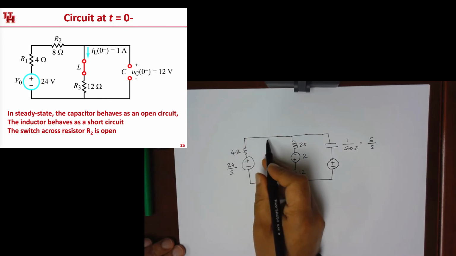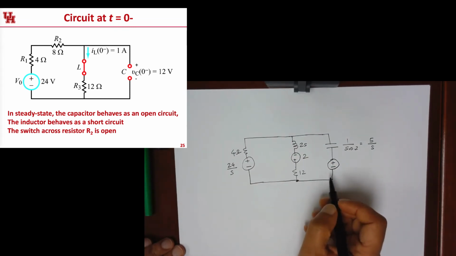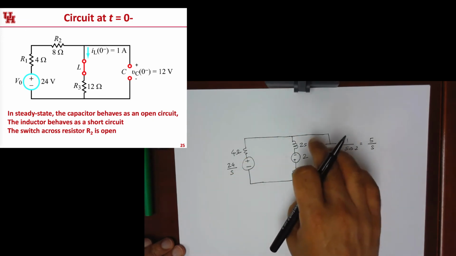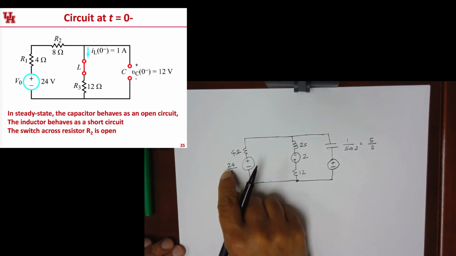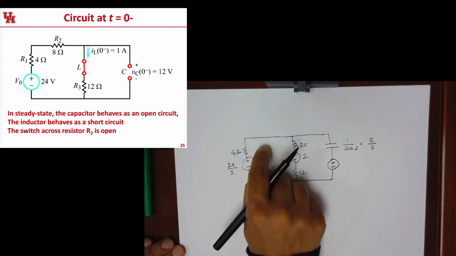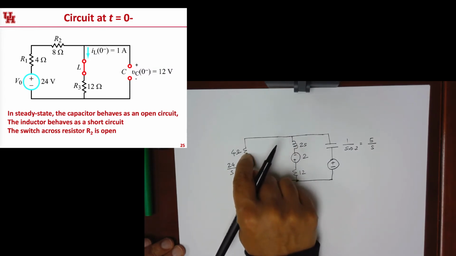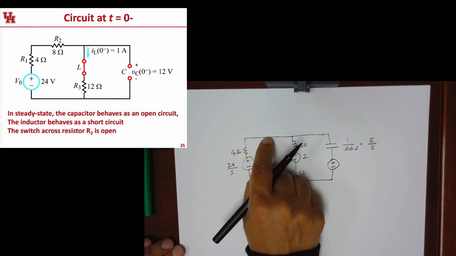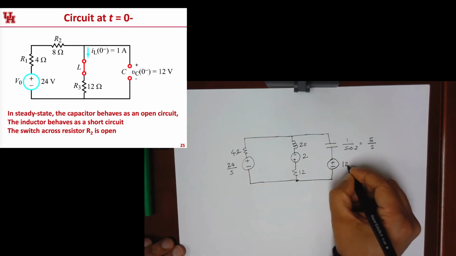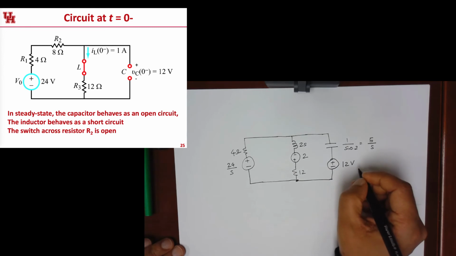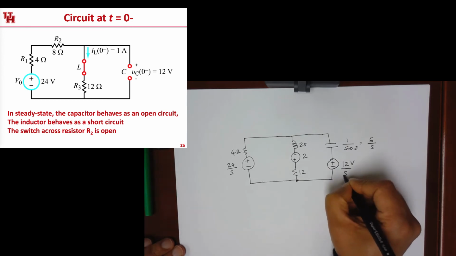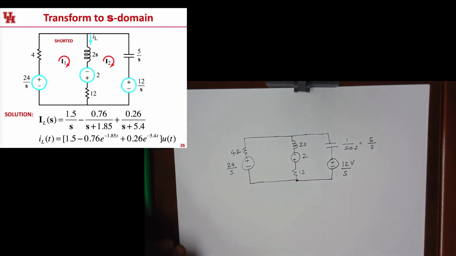Because there was no current flowing across this, right? So in steady state, it's going to be 24 volts minus this current here, okay, times 4 ohms plus 8 ohms, right? So that is going to be 12 volts, right? So this is going to be 12 volt. But then we're going to divide that by S, all right? Because it's a capacitor's initial voltage.